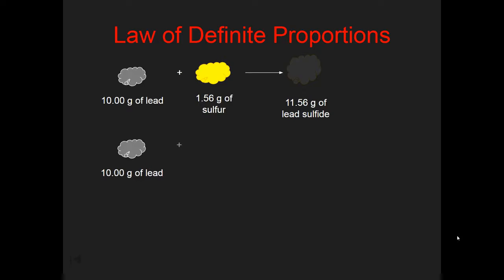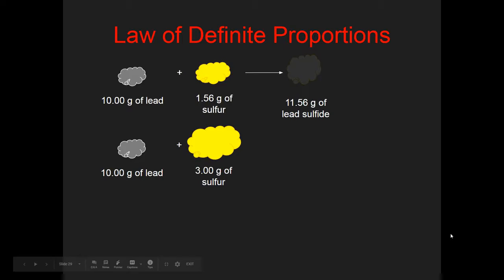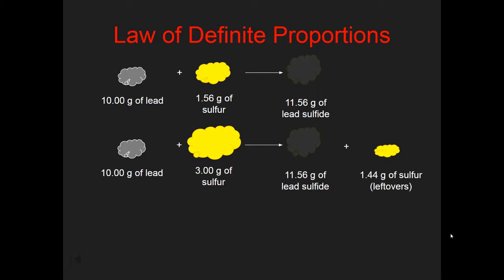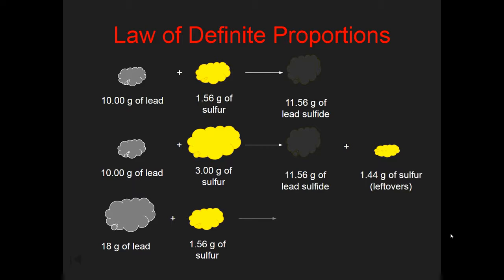But he tried and experimented with different proportions. He took 10 grams of lead and 3 grams of sulfur, and he combined it together. He found that it didn't make more lead sulfide. It still made exactly the same amount of lead sulfide, and he just had leftover sulfur. Well, he tried with more lead. So more lead, 1.56 grams of sulfur combined. Tried to figure out again what's going on here. It actually made the same amount of lead sulfide, and he had leftover lead.